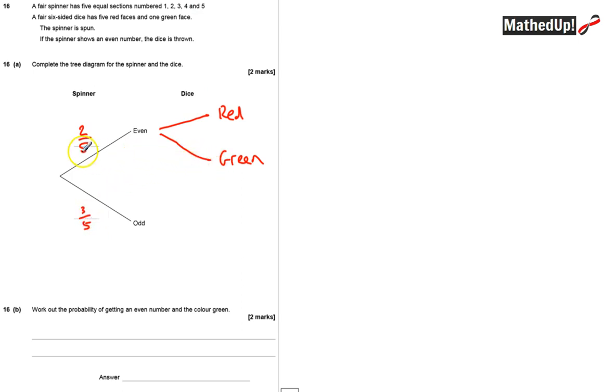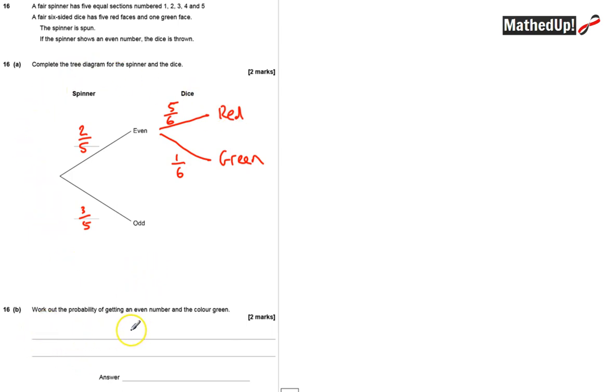Okay, so over here for our dice, there's 5 red faces and 1 green face, so the probability of getting red is going to be 5/6, and the probability of getting green is going to be 1/6. Okay, so that's the tree diagram complete.